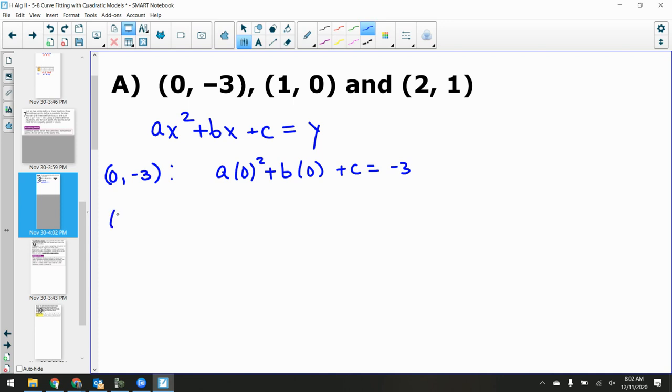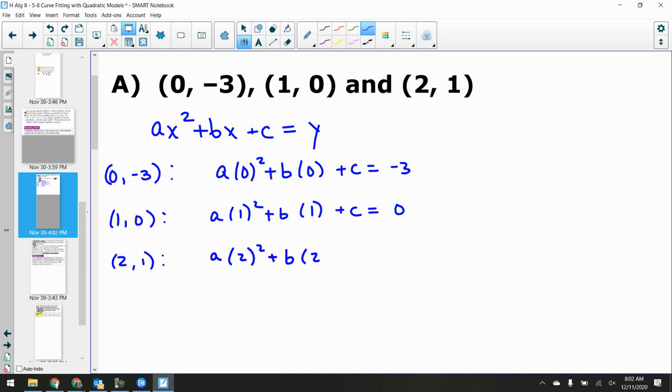Let's do that same thing for 1, 0. A times 1 squared plus b times 1 plus c is 0. Same thing for 2, 1. A times 2 squared plus b times 2 plus c is equal to 1.